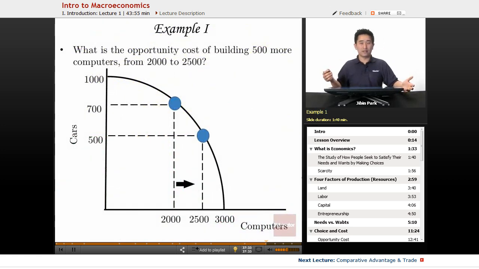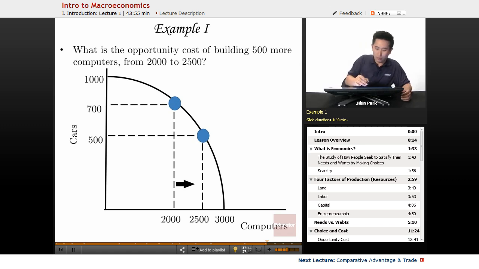So example number 1, let's take a look at an increasing opportunity cost production possibilities frontier. So again, let's say that you have cars and computers, and here's a particular scenario. What is the opportunity cost of building 500 more computers from 2,000 to 2,500? So let's say you have built 2,000 computers. Well, if you've built 2,000 computers, then what's implied is that if you're efficient... So anywhere inside the production possibilities frontier, these would be points of underutilization. Okay, or another way of saying it would be inefficient.